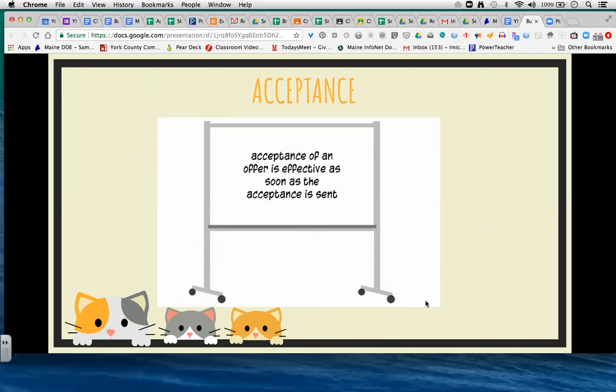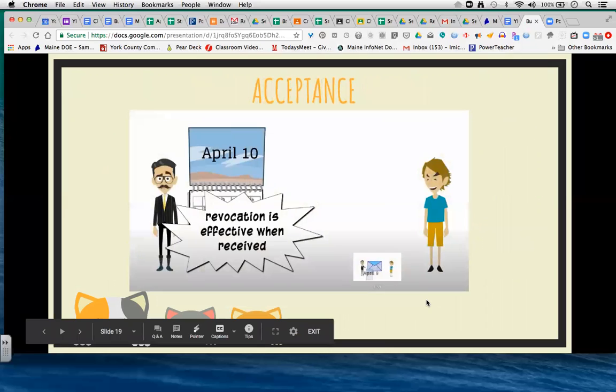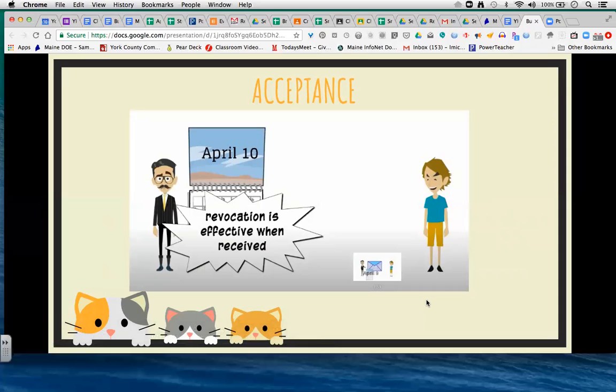Acceptance of an offer is effective as soon as the acceptance is sent. The revocation, or the taking back, of an offer is effective when it is received.